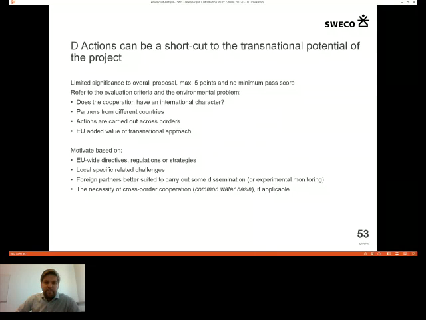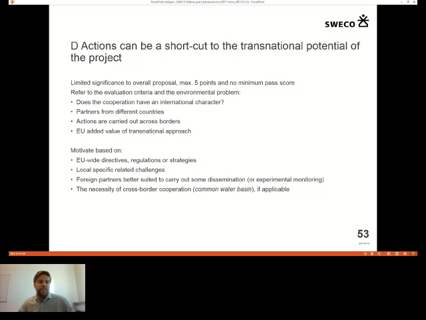So if you want to motivate the transnational potential of the project, then look back at the EU-wide directives, regulations, and strategies. That is always the most important thing, and that's also the connection to the program. Then there are local challenges. If you see that there are similar local challenges somewhere in Spain and in the middle of Latvia, then you can motivate that you need this transnationality aspect. If foreign partners, such as a foreign university in my example, are better suited to carry out some dissemination or experimental monitoring, then perhaps it's better. For example, if you want to arrange a workshop in Germany, let the Germans do it. Then you save the CO2 costs of going there yourself with too many people and too much material.